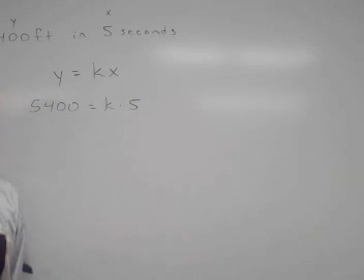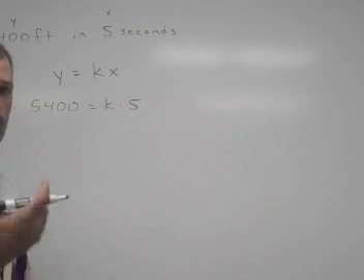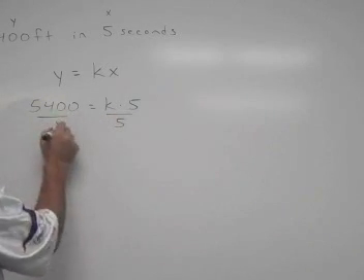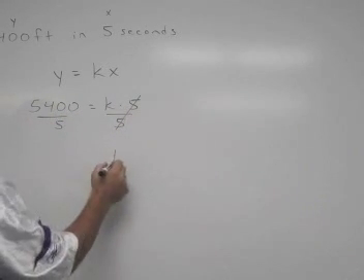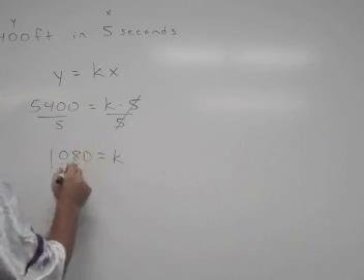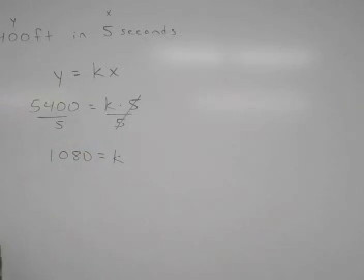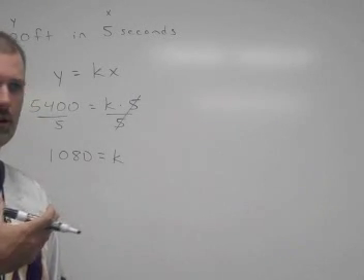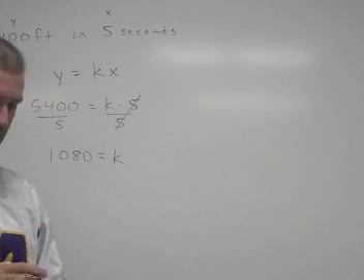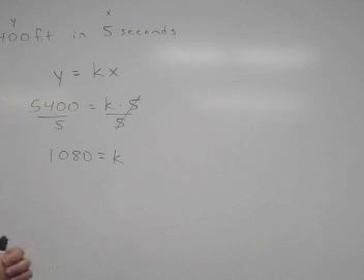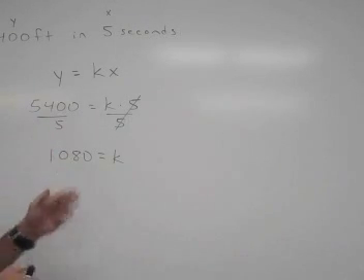You can see the process of solving for k is pretty simple. We're just going to take both sides of this equation and divide by 5. And when we do that, we get k equals 1,080. If you think about the units, that's 1,080 feet per second. In the real life situation, that is the speed that the sound travels per second, 1,080 feet per second.